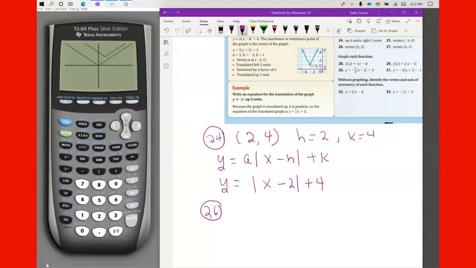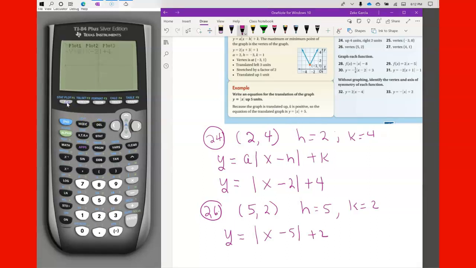We're going to be doing the same thing again. In this case, our vertex is 5, 2. So our value of h is going to be 5. Our k value is equal to 2. There wasn't any stretch, so I'm just going to say y equals the absolute value of x minus 5 plus 2. So let's go ahead and use our graphing calculator to check it.